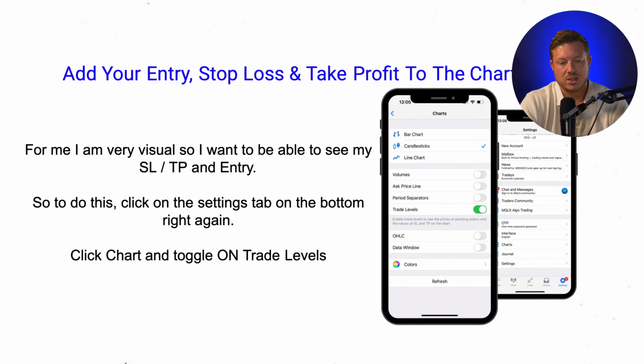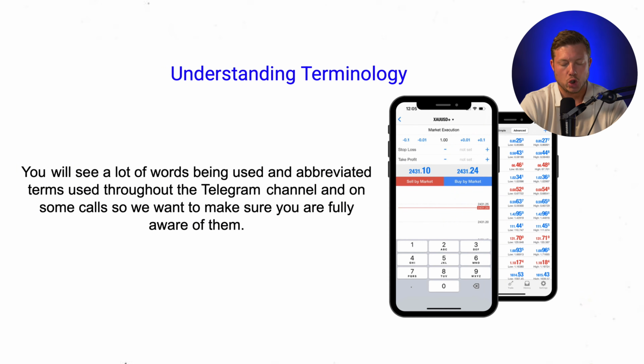So what we want to then do is make sure that you've got your entry, your stop loss, and your take profit visible on the charts. This is available on MT4 and MT5. For me, I like to have that set up on there. So what you're going to do, again, bottom right-hand corner, click on the settings tab. You're then going to click on charts, and it's going to bring this up here where it says trade levels. You want to make sure that is toggled on, because that way it gives you the visual understanding of where the trades are entered, the stop loss, and the take profit.